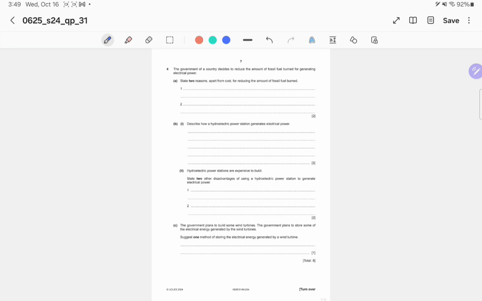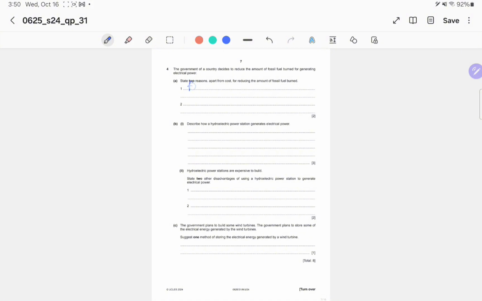Next question, fourth question. The government of a country decided to reduce the amount of fossil fuel burned for generating electric power. State 2 reasons, apart from the cost, for reducing the amount of fossil fuel to be burnt. Very simple. Fossil fuels are non-renewable energy, 1 point, maybe you have to write it. Second thing, if you are burning fossil fuel, it will create air pollution, and it creates global warming. So we will write these 3 points to get, I think, 2 marks only. So write 2 points but clearly.